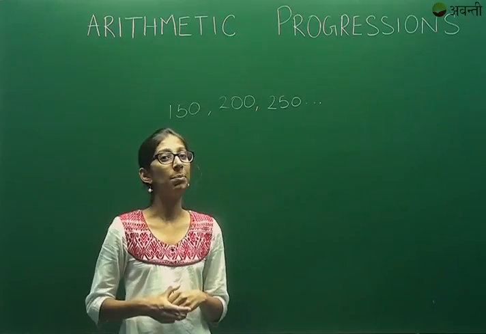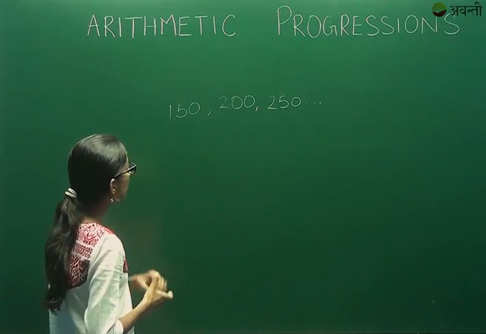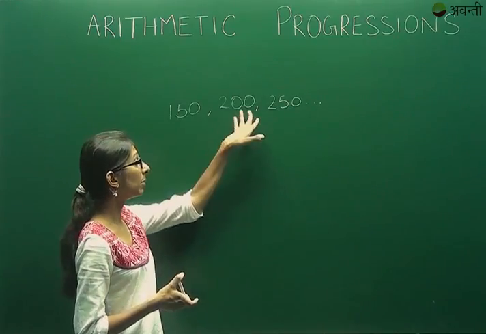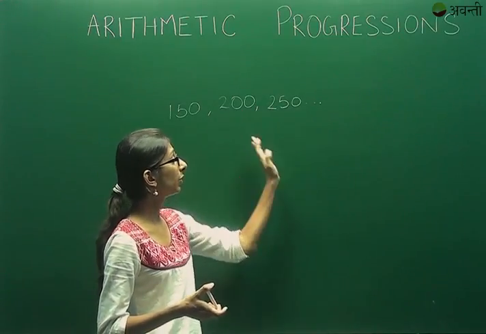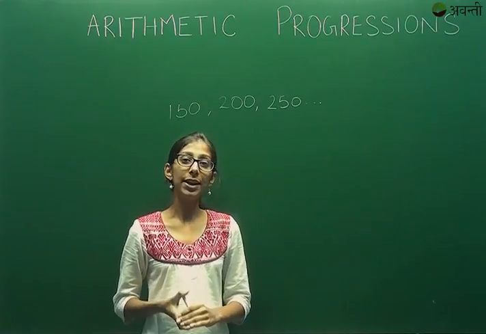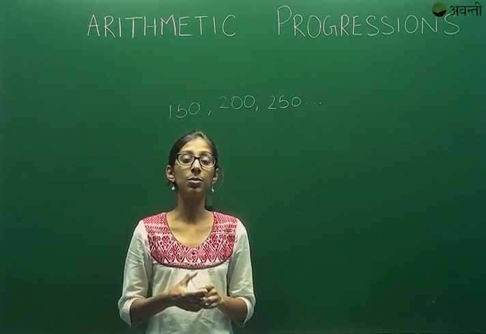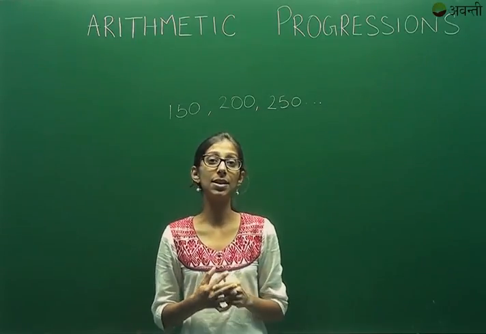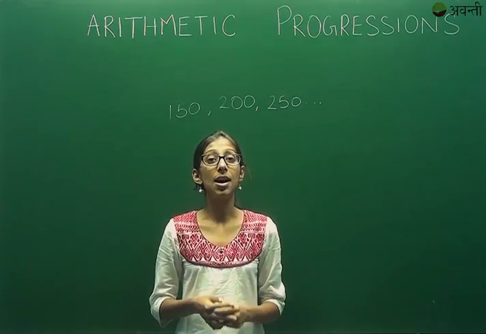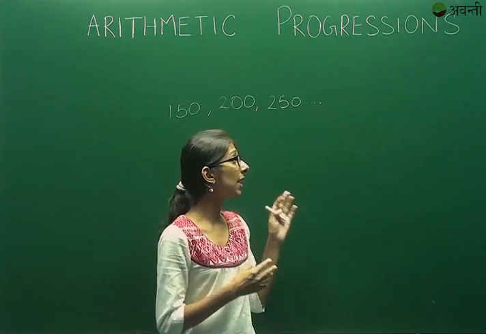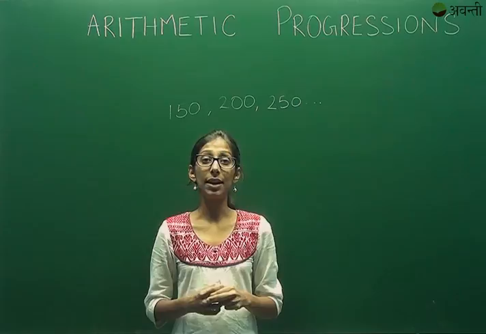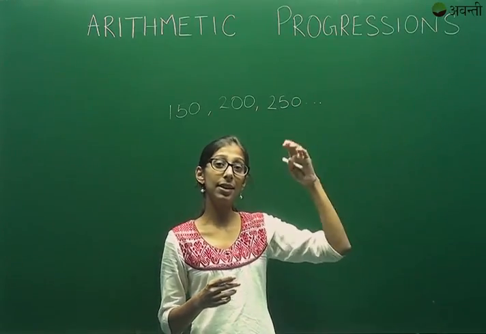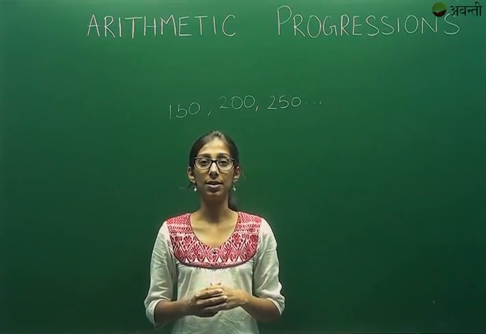So consider this example of an AP. Here the first term is 150 and the common difference is 50, which means the second term will become 200, third term will become 250 and so on. You already know the formula for calculating the nth term of any AP, so you can find out as many terms of this AP as required. But let's say I ask you to calculate the sum of first 10 terms of this AP. Then it will be very difficult for you to find out the 10 terms first and then individually add them up to get the sum.